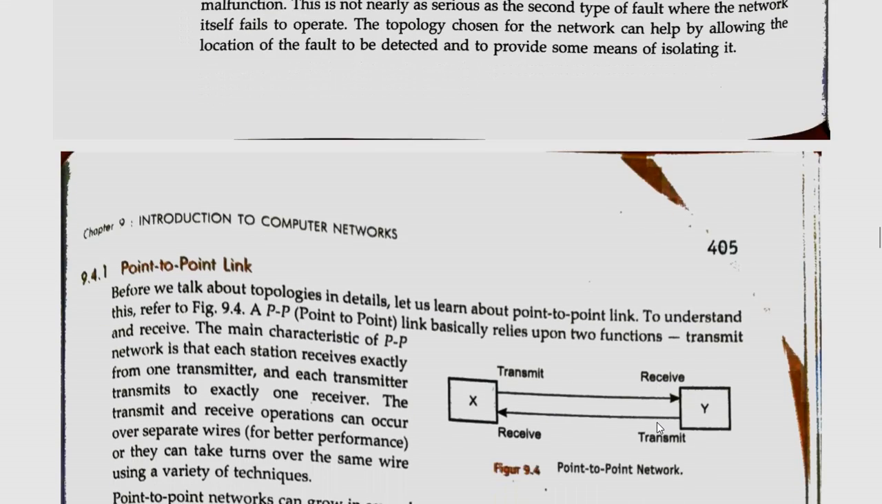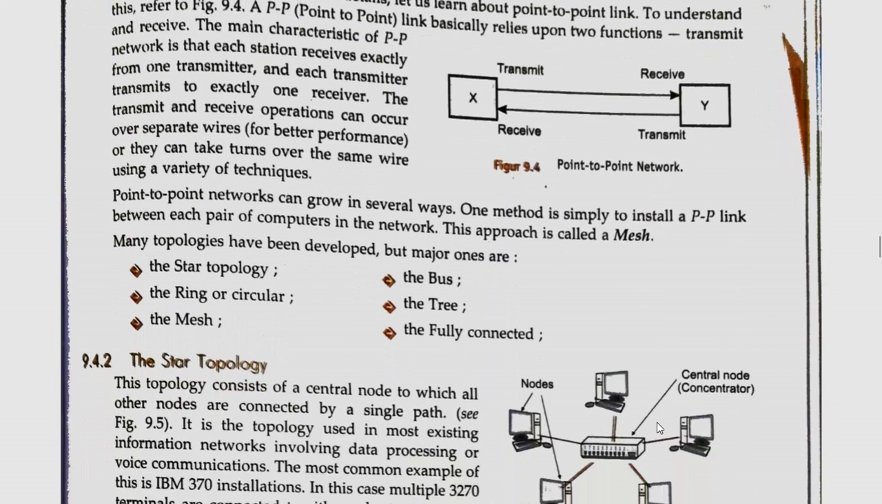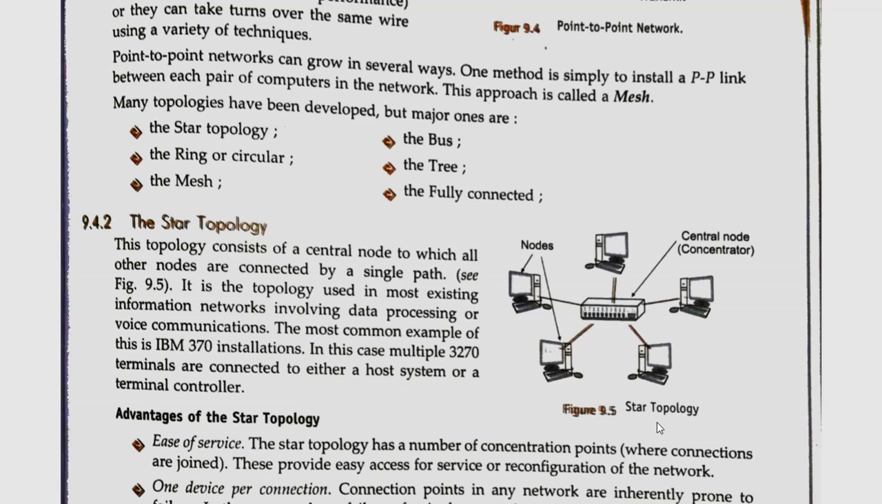Now today we are going to discuss the star topology. Okay, now this star topology basically consists of a central node to which all other nodes are connected by a single path. Okay, topology, we already know, is the way in which the connections are made in a particular network, that is how the nodes are joined with a particular server.